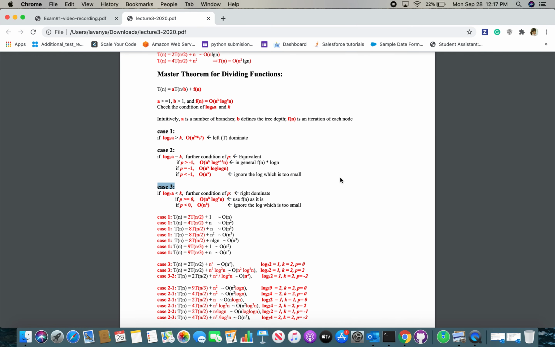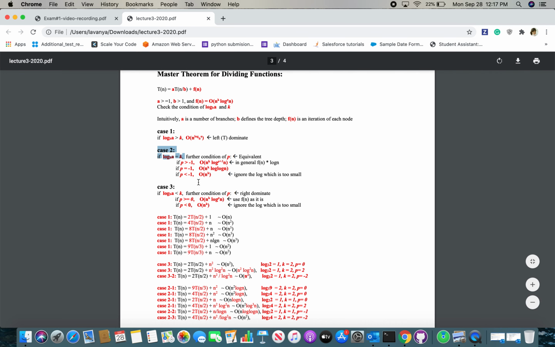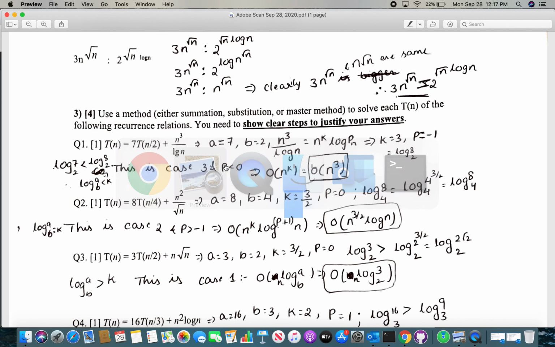So both left and right parts are equal. This falls into case 2. In case 2 we have different conditions based on the p value. Here the p value is 0, which is greater than -1. So the formula is n power k log power p plus 1 n.